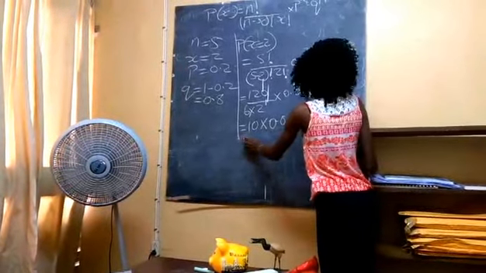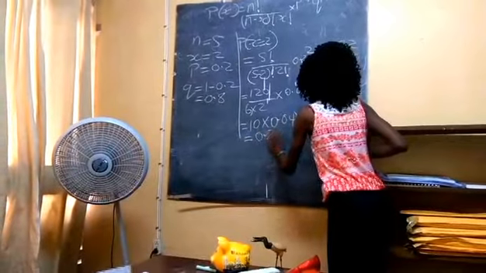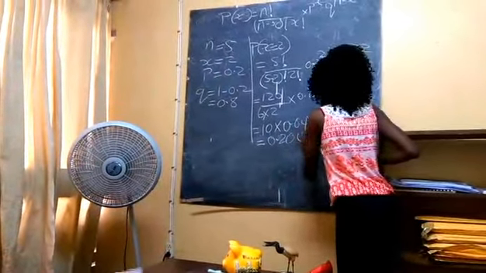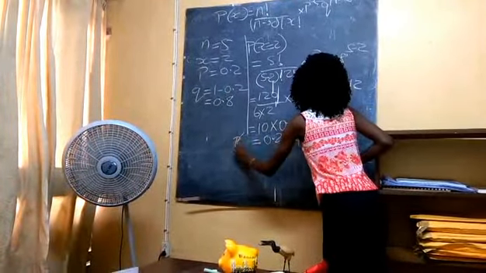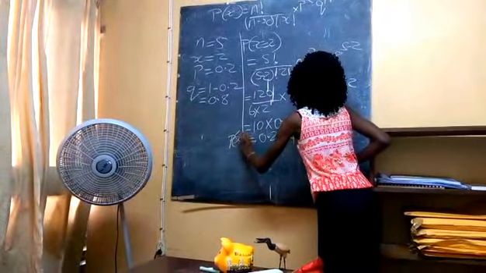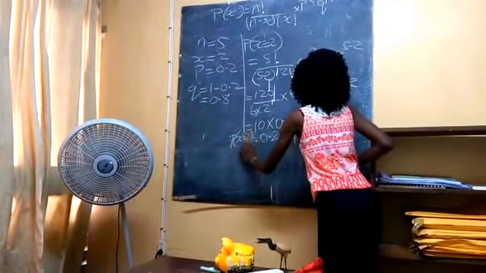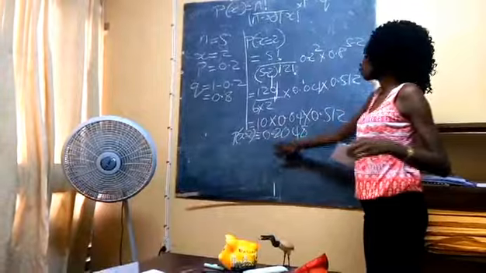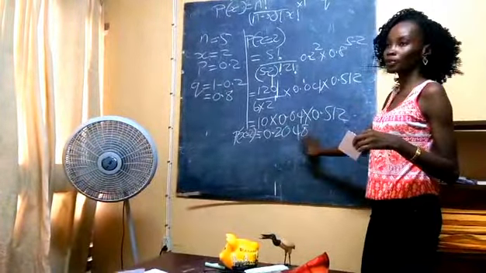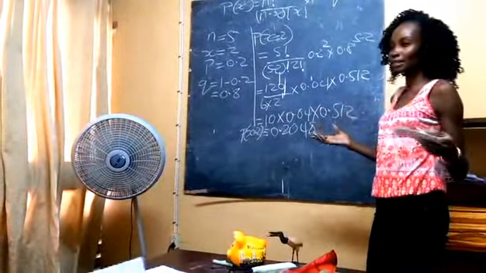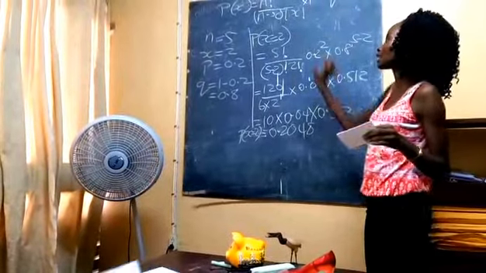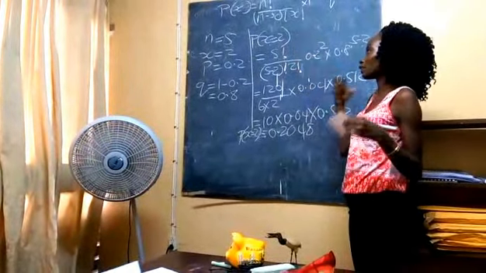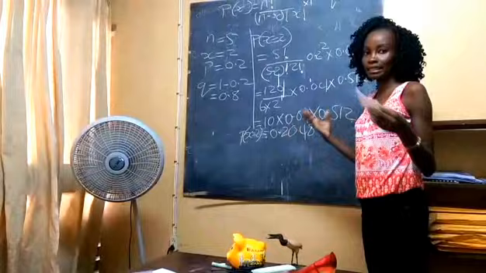0.512, which works out to be 0.2048. And so the probability that x is equal to 2 is equal to 0.2048, which means that there's about a 20.5% chance that exactly 2 of these 5 patients will need to be sedated.